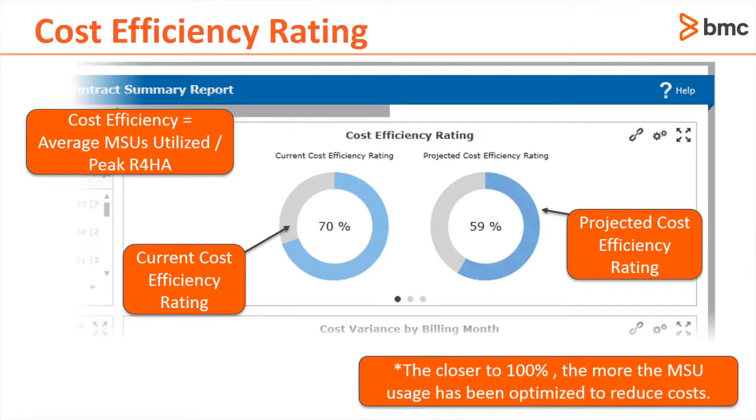The percentages that are shown provide insight as to how close your system is to being tuned at the maximum efficiency. The closer the cost efficiency rating is to 100%, the more the MSU usage has been optimized to reduce costs. From the cost efficiency rating quadrant, you can access drill down charts to compare the peak rolling 4-hour average and the average MSUs used for the entire contract period.